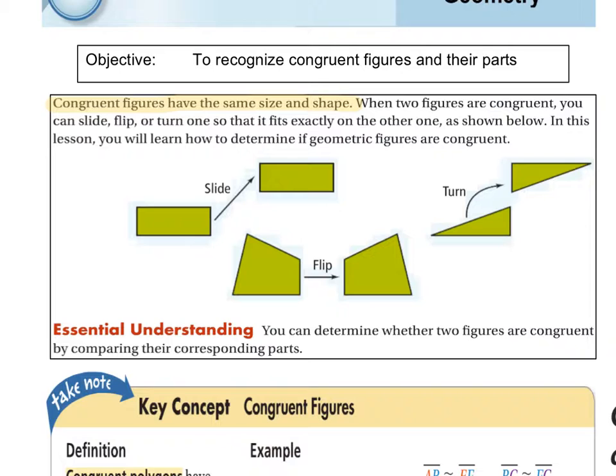All right, so as you look at these shapes and as we go through them, you're going to find out that not every shape is going to be in the same orientation as the other one. So you may have to turn it around, you may have to flip it over, things like that. Here we're going to determine whether two figures are congruent by comparing their corresponding parts.